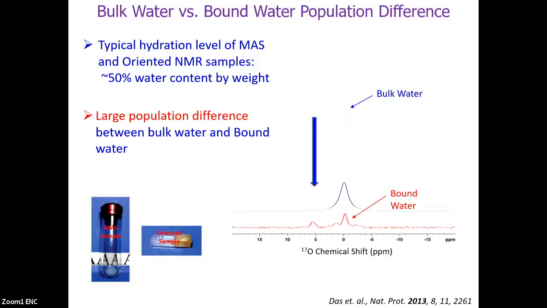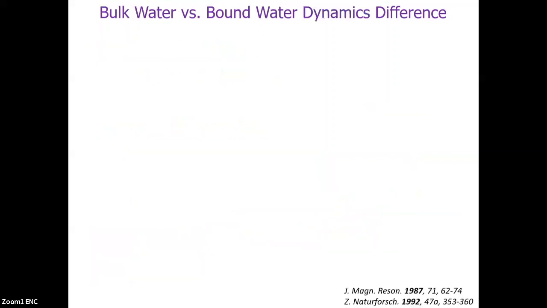If we can suppress the bulk water selectively while maintaining the bound water signal, then there's a chance that we are able to characterize the bound water directly with O-17 NMR. So the question becomes how? How are we going to suppress the bulk water signal, but not the bound water signal? To solve this, we need to figure out what's the difference between these two types of water, bulk water and bound water.